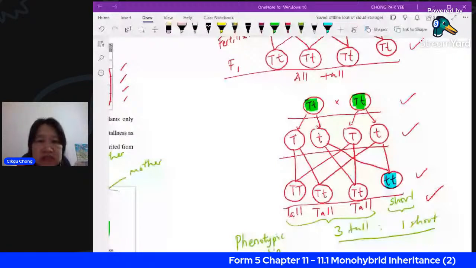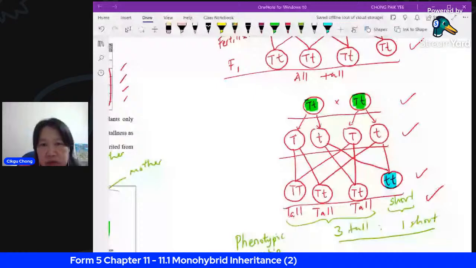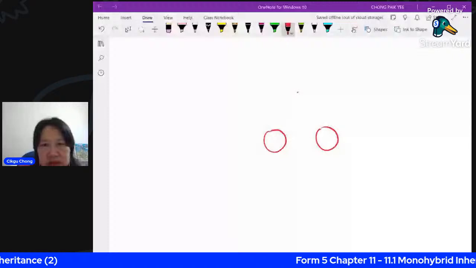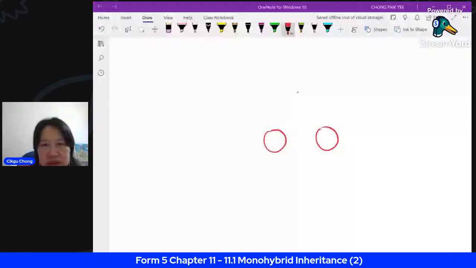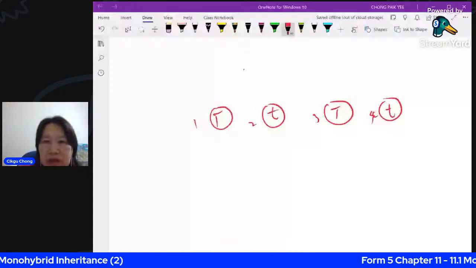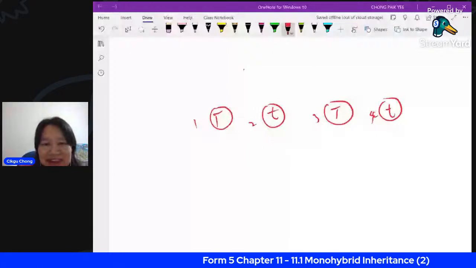I've got 4 gametes here. I want to combine them. Okay, so this is 1, 2, 3, 4. That's a capital T, small t, small t. All right. And what she did was simply draw the line like this. I don't know how she did that, but it was very beautiful.